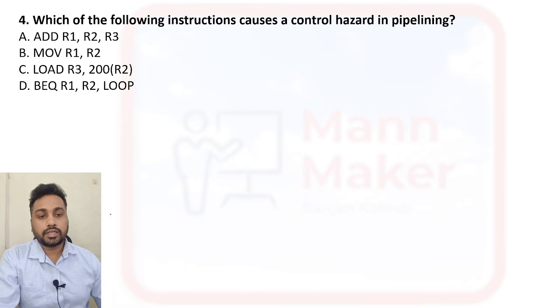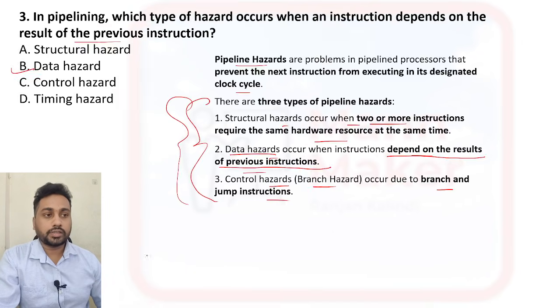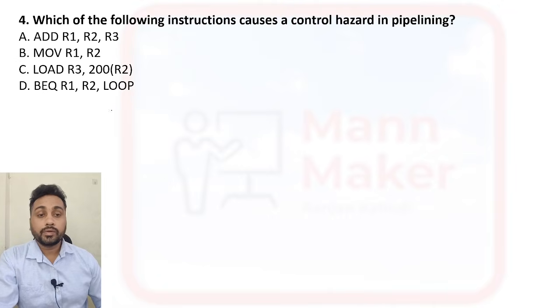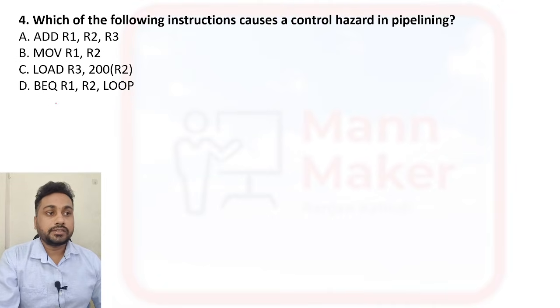So control hazard, as we have just read, occurs when a branch or jump instruction is there. So in the code you need to find only the branch and jump instructions. If you see here, this add instruction is an arithmetic instruction.